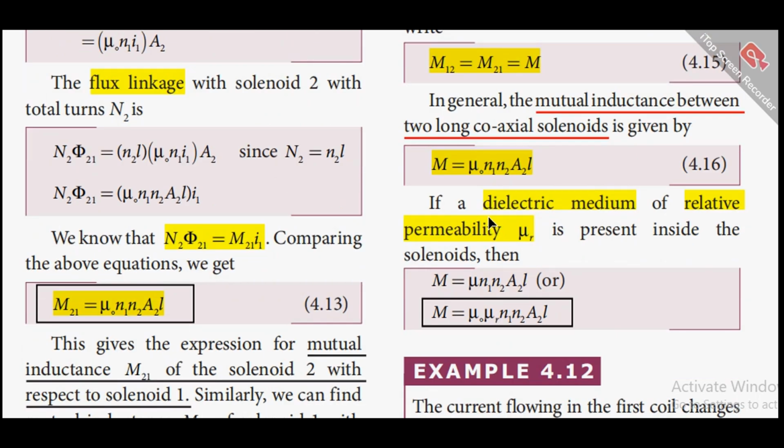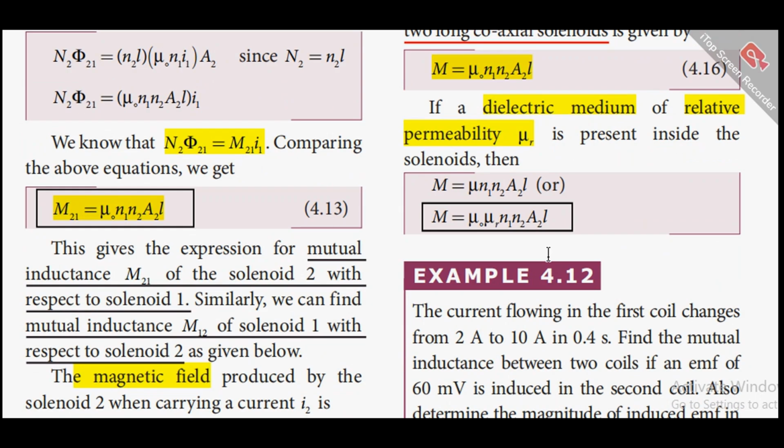And if you introduce a dielectric medium of relative permeability mu r inside the solenoids, then the mutual inductance can be written as M equal to mu N1 N2 A2 L, because mu is given by mu naught into mu r.